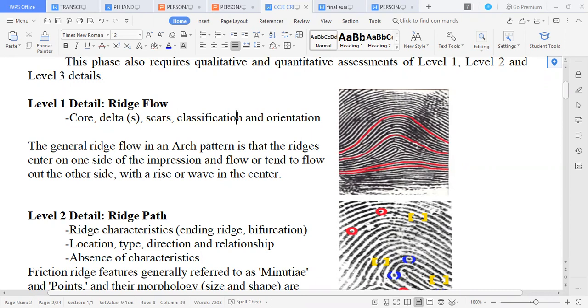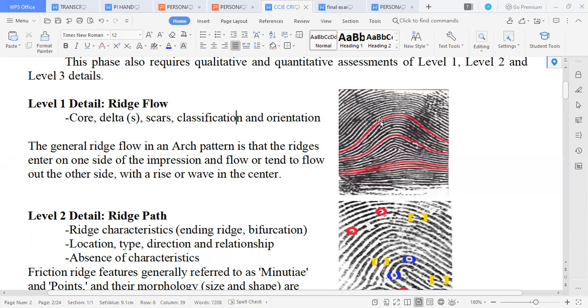In continuation with our discussion on ACE-V, let us take a look at some strategies in the analysis stage. In this particular analysis phase, we are required to come up with qualitative and quantitative assessments based on several levels: level 1, level 2, and level 3. So for level 1 detail, what is our focus? We focus on the ridge flow. Accordingly, it would also cover the presence of core, delta, scars, classification, and orientation.